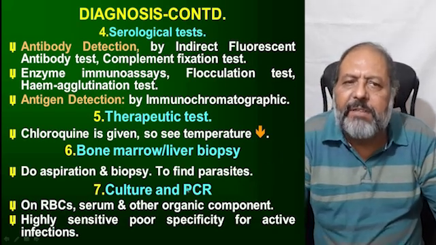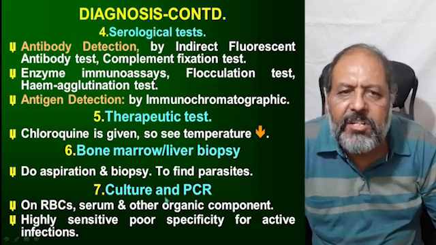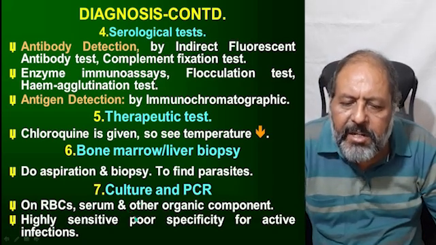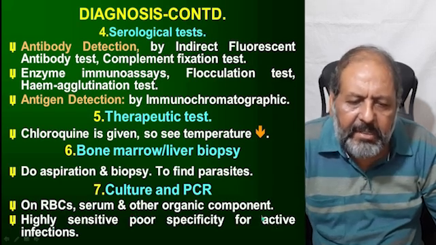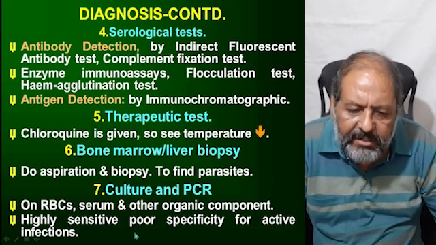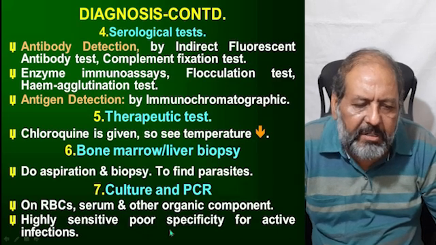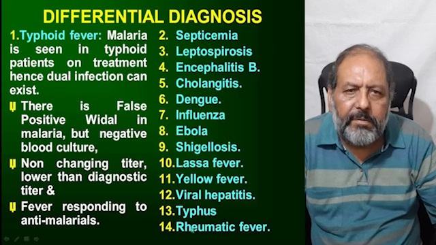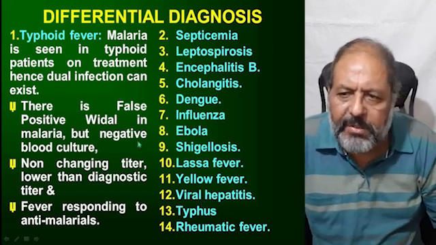Then number 7 in the diagnosis is culture and PCR. On RBCs, serum and other organic compounds, the test is done and it is highly sensitive, with poor specificity for active infection. Now, the differential diagnosis of malaria.